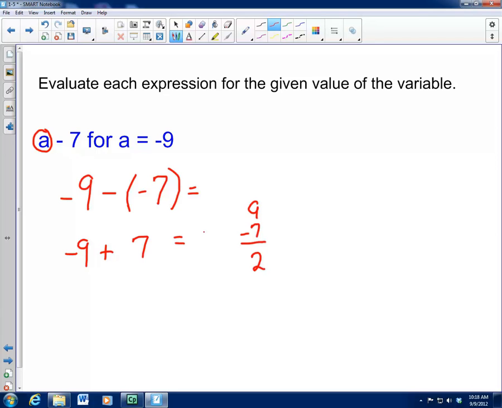Okay, now I need to go back in here and figure out if my answer is going to be negative or positive. Well, look at negative 9, positive 7. Negative 9 has a larger absolute value, and since it has a larger absolute value and it is negative, that means my answer also has to be negative. So my answer is going to be negative 2. And that's all there is to it, ladies and gentlemen. Just remember your rule. Keep, switch, switch, and you should do fine.